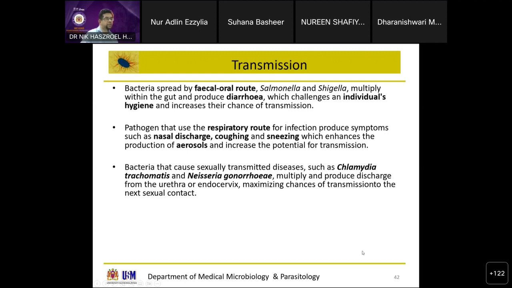What is the mode of transmission for COVID-19? What is the mode of transmission for Streptococcus pneumoniae? We say respiratory route. When we talk about syphilis, gonorrhea, what is the mode of transmission? We say sexually transmitted diseases. We don't have to talk a lot. Just use these terms, so you can answer well.